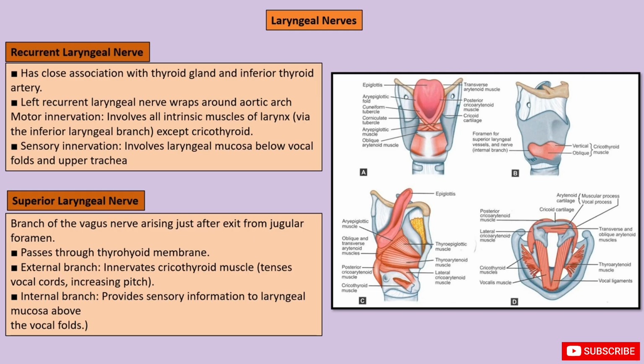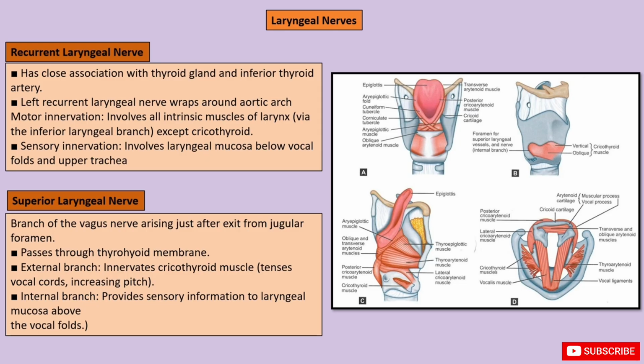Now we can see some points about the recurrent laryngeal nerve and the superior laryngeal nerve here. As I told you, both are branches of the vagus. The recurrent laryngeal comes off the vagus in the mediastinum and ascends to the larynx in the tracheoesophageal groove. The most important point about the recurrent laryngeal is that it has a close association with the thyroid gland and the inferior thyroid artery. The left recurrent laryngeal will wrap around the aortic arch, while the right recurrent laryngeal will wrap around the right subclavian. The recurrent laryngeal nerve gives motor innervation to all the intrinsic muscles of the larynx except the cricothyroid, and gives sensory innervation to the laryngeal mucosa below the vocal fold and the upper trachea.